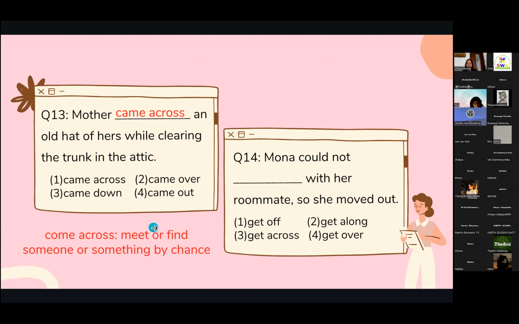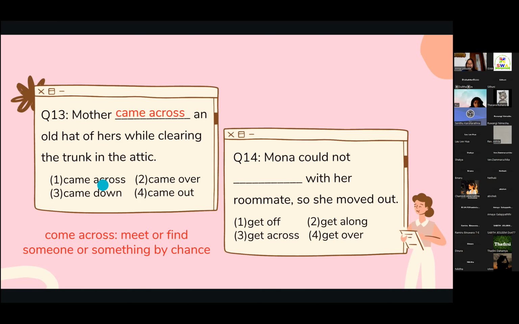Another way you can use come across is, for example, you went to the mall or you're just walking and then you suddenly see your friend. So you say, oh, I was walking by the street, or I was at the mall when I came across my friend. Yeah, that's the meaning.